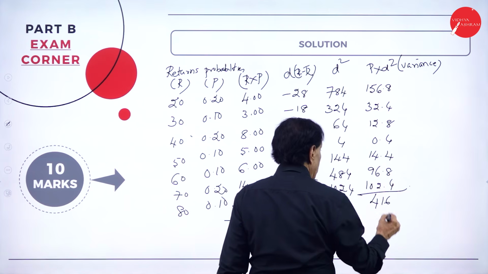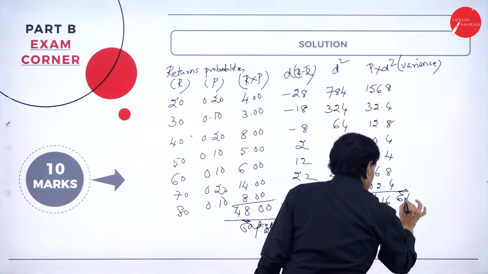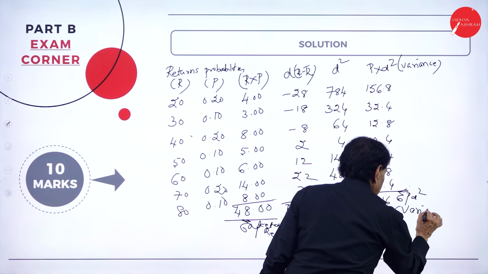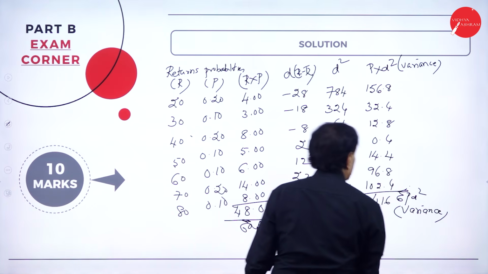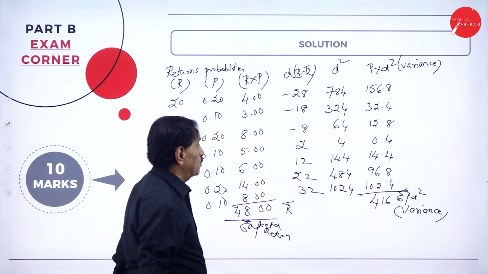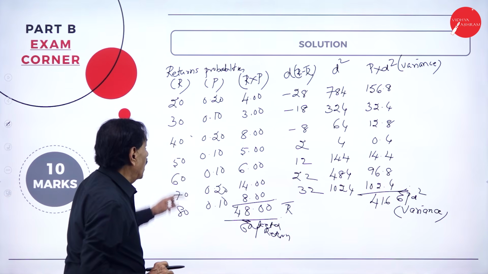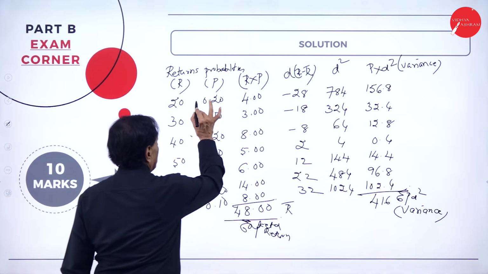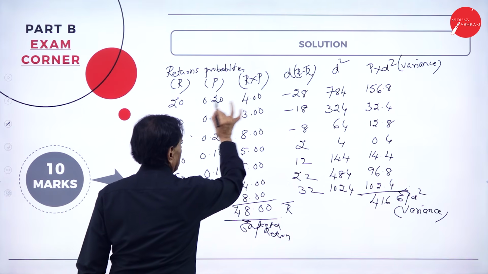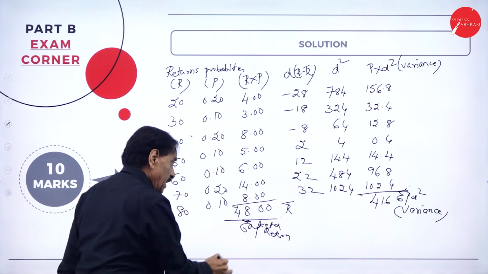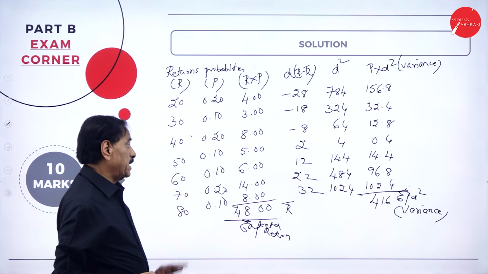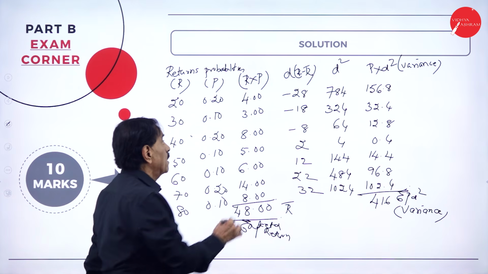This is sigma P D squared, called variance. So what are the steps to do? They will give the R, they will give the probability. What is the first step to do? Multiply R into P. Just multiply. Add the figures. Don't divide it by N. 48 itself is the expected return. That is your R mean. What is the next step?